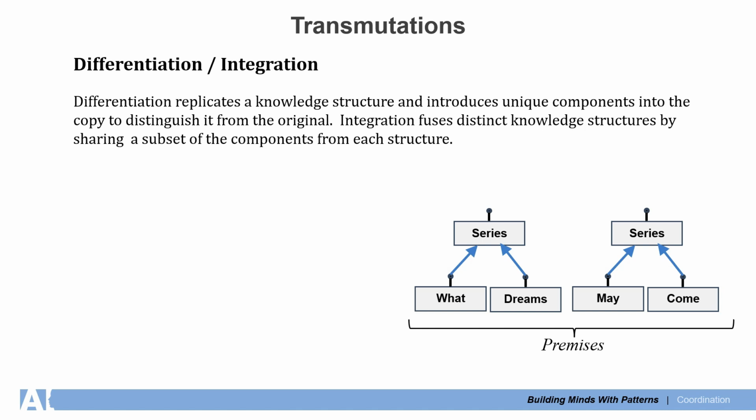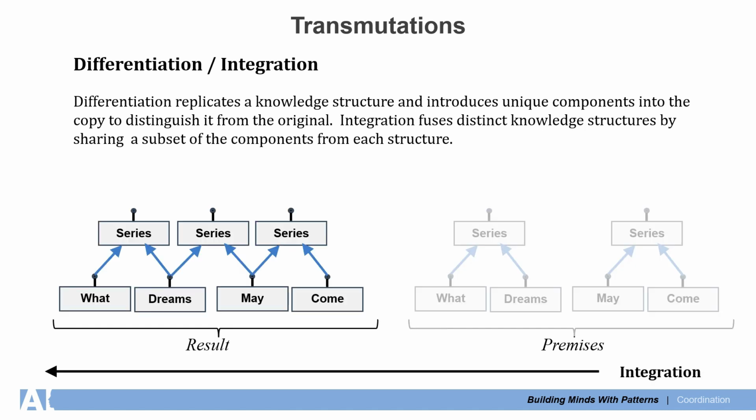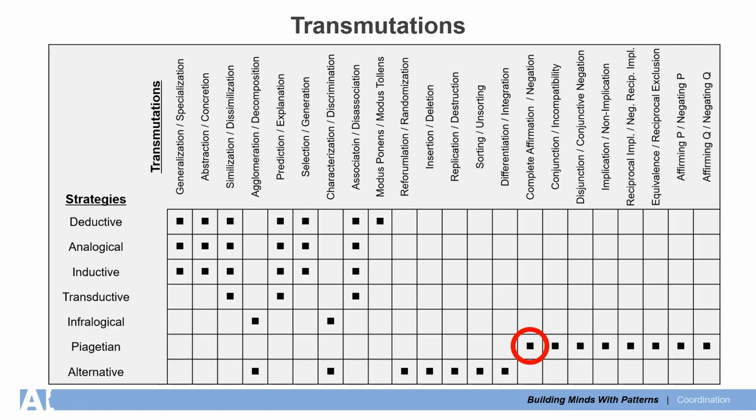If we have 2 series, what dreams and may come, we can integrate them to have 3 series, what dreams, dreams may, and may come, where the integrated series shares elements of the 2 original series. This is integration. Complete affirmation and negation are transmutations that use the potentiation strategy.